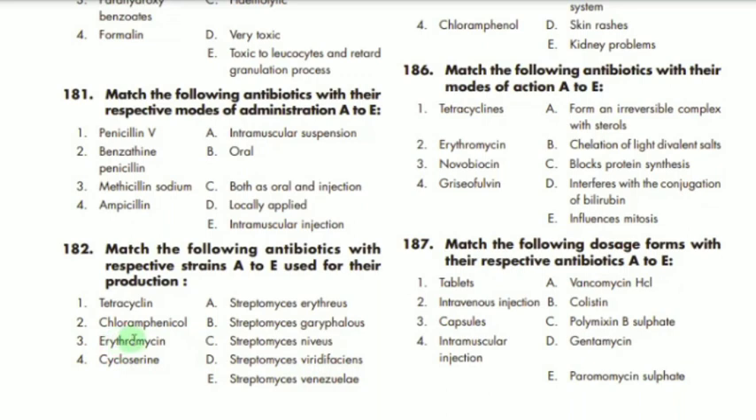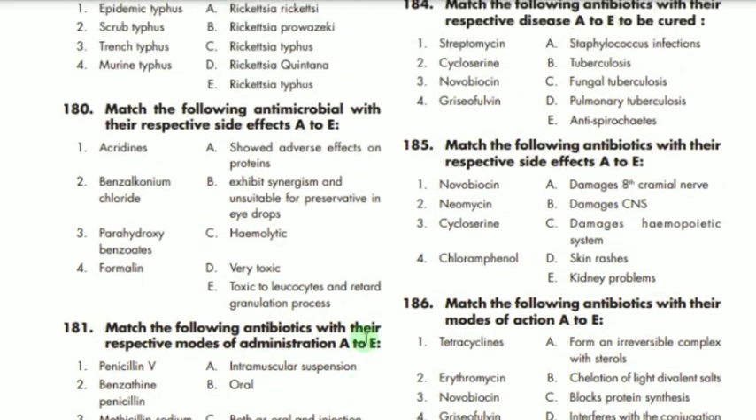Chloramphenicol. This chloramphenicol is mostly obtained from Streptomyces venezuelae. Then we have erythromycin. We obtain this erythromycin from Streptomyces erythraea. Then we have cycloserine. The cycloserine is obtained from Streptomyces orchidaceus. So B is the correct option.